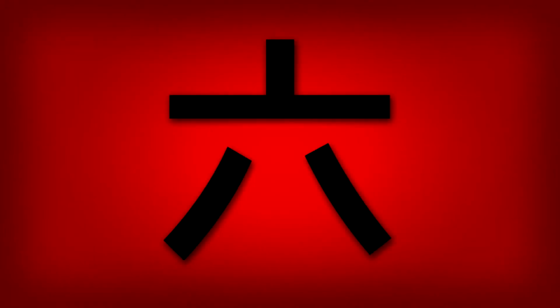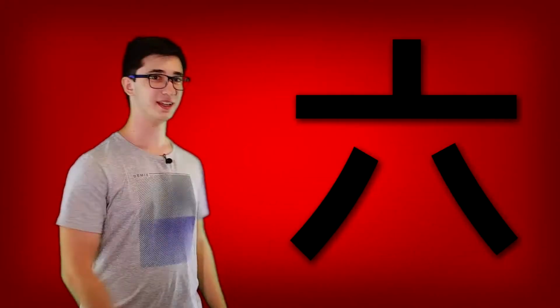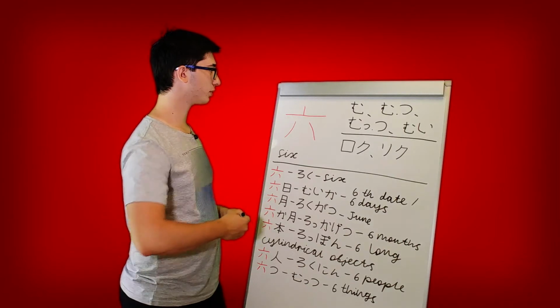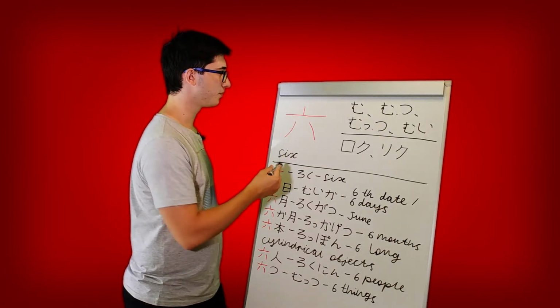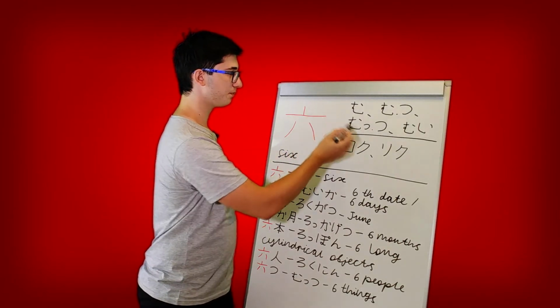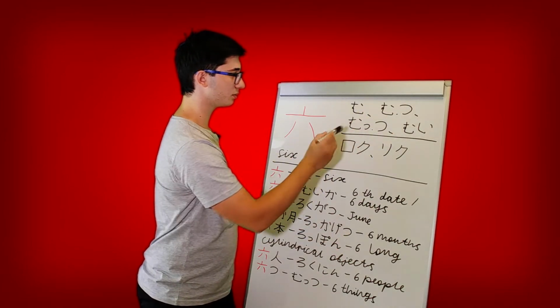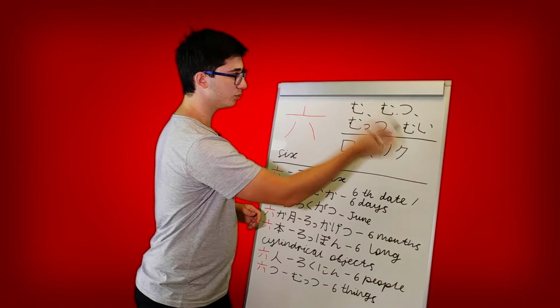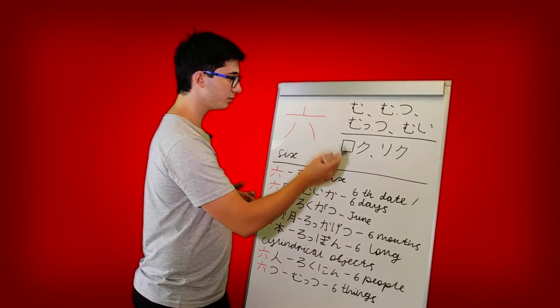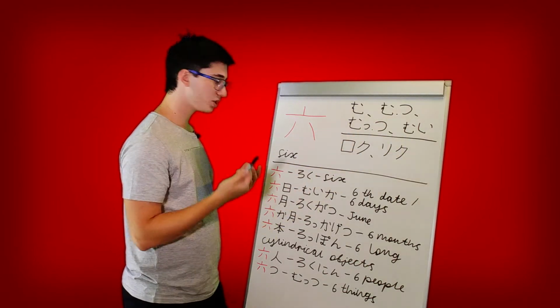Who's that kanji? It's 6. Okay, so today we're going to look at the kanji for 6. The kunyomi are mu, mutsu, the tsu goes outside, mutsu, the big two goes outside, and mui. And the onyomi are roku and riku. And the meaning of this kanji is just 6.